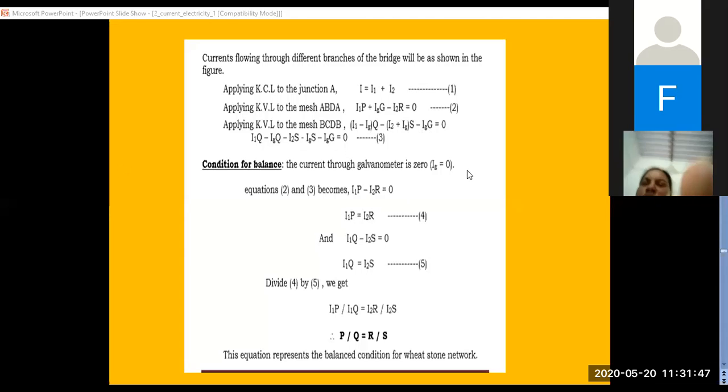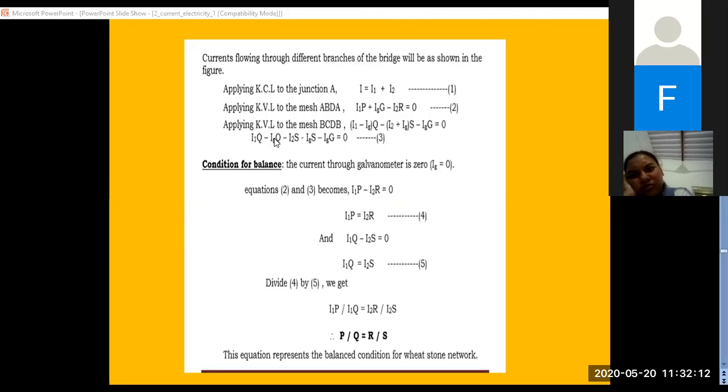Very important condition for balancing: current through the galvanometer should be equal to 0. So what does 0 mean? IG should be equal to 0. So when IG is 0, I want you to substitute in equations 2 and 3. In equation 2, where you have the IG term, that will become 0. So what will I get? I1 into P minus I2 into R should be equal to 0.